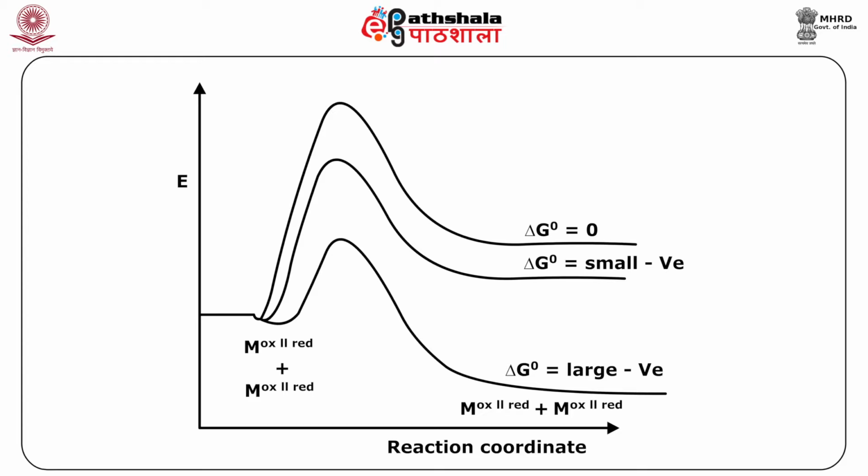But when they come close together, there are three possible values of change in free enthalpy. Delta G0 could be 0, or small and negative, or large and negative. If the electron transfer or the formation of the ultimate product is quite feasible, delta G0 will be large negative. If the system is a bit favorable, delta G0 will be small negative, and if the system is in equilibrium, delta G0 is absolutely 0.